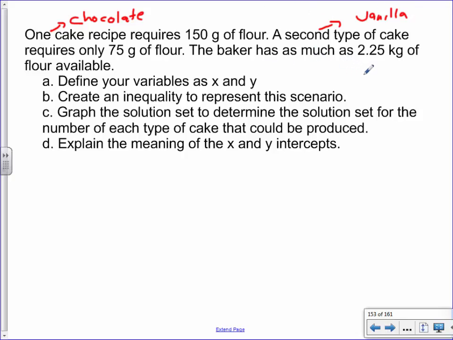And here's the issue for the baker. The baker has a practical limit. There are a lot of real life scenarios where I have so much stuff, and once I use up my stuff, I can't make more. Does that make sense? And this is a limit here. The baker only has 2.25 kilograms of flour, or I should really change that. It's 2250 grams of flour. This is like your uppermost limit.